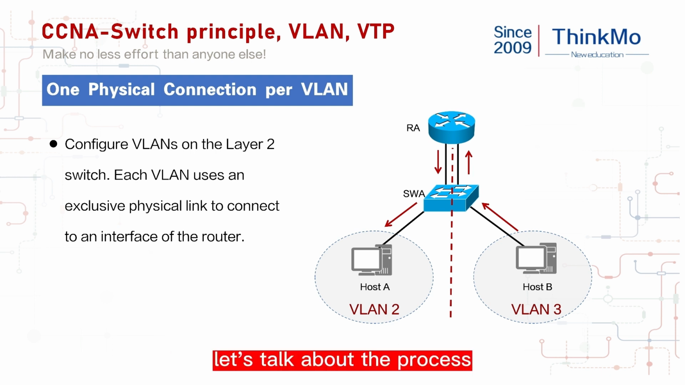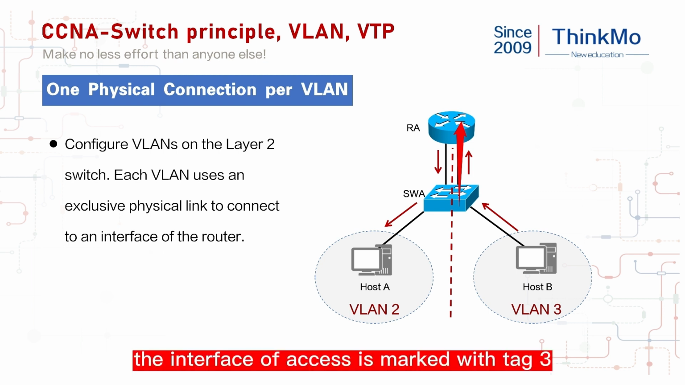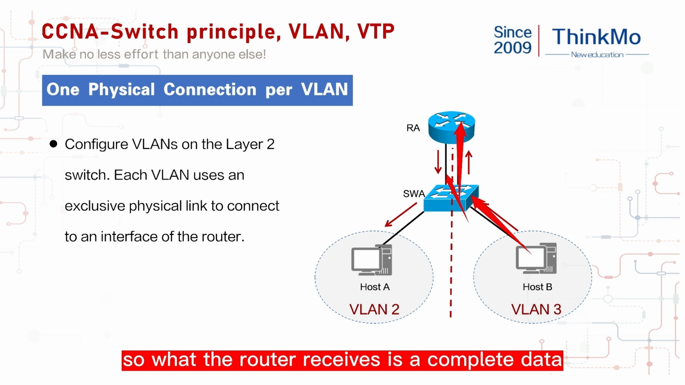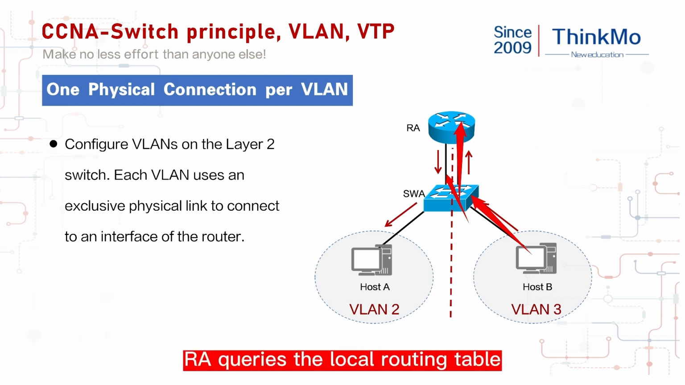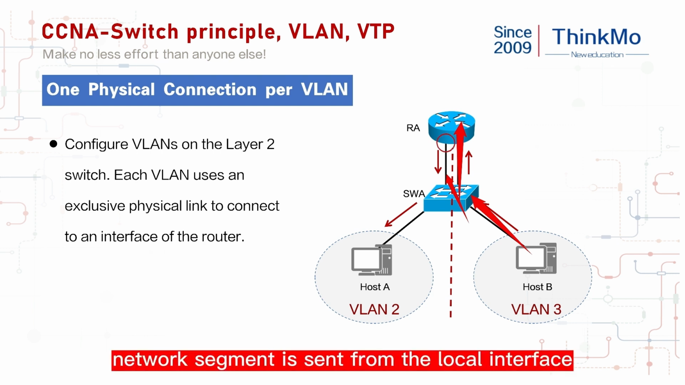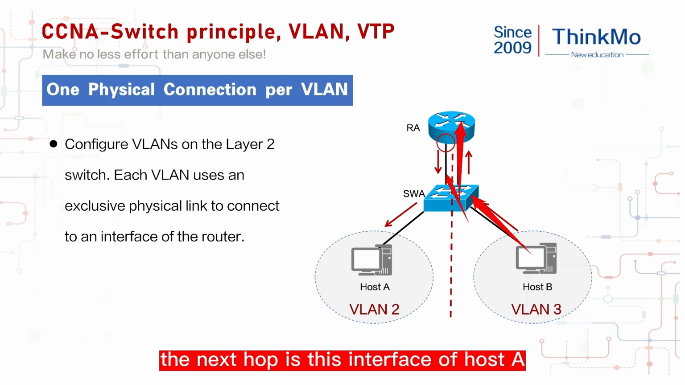Let's talk about the process. Traffic sent here, the access interface marks it with tag 3, and it goes from here with tag 3. This is an access interface, so it comes out and strips off tag 3. Then it goes into the router here, so what the router receives is a complete data frame. It is going to the 2.0 network segment. Router A queries the local routing table and finds that the 2.0 network segment is sent from the local interface. The next hop is this interface of host A.